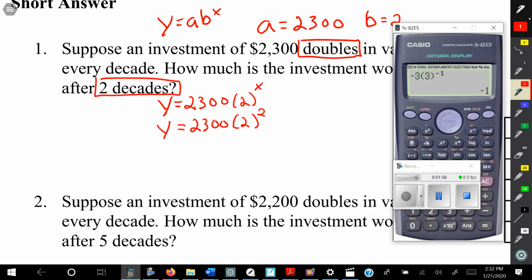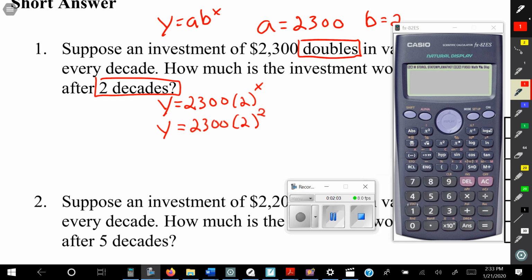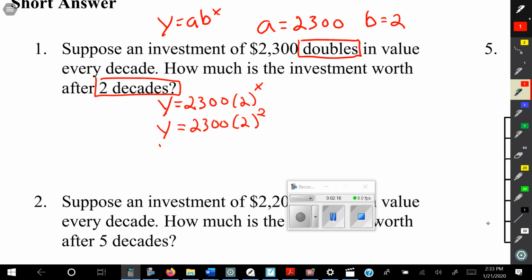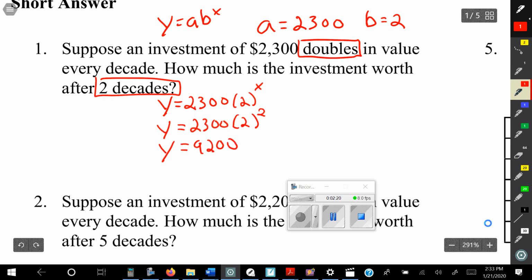And then you take that and type it in the calculator like so. It'll say 2,300 times 2, raised to the second, and hit equal. And then y is 9,200. So that's what it's going to be in 2 decades.